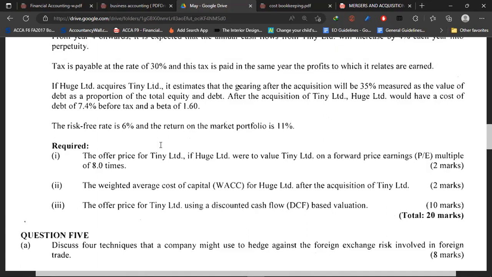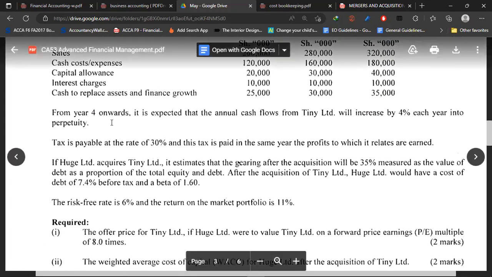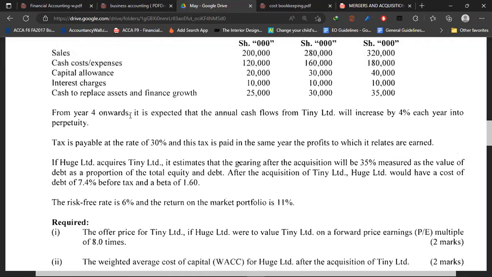So when I go to number 3, I just want to explain so that you see how easy it is. When you go to part 3, we have been told to calculate the offer price for Tiny Limited using the discounted cash flow based valuation. And when I look at my question here, the examiner has told us that from year 4 onwards, it is expected that the annual cash flows from Tiny Limited will increase by 4% each year into perpetuity. It means the growth rate after 4 years will be 4%. And it means the discounting factor that is going to be used between year 1 to year 4 is the WACC, the WACC that you're going to be calculating and getting.